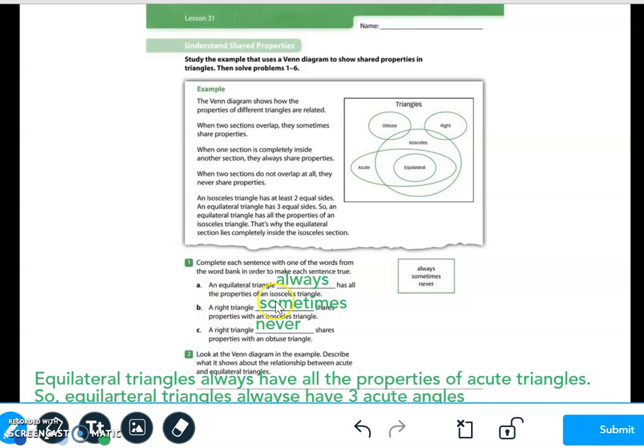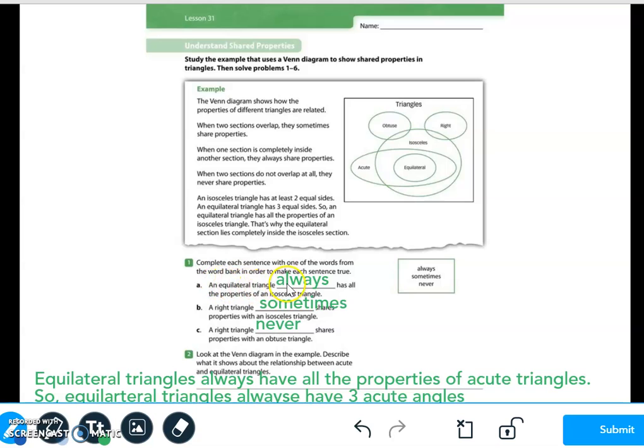For B, it says a right triangle will sometimes have the property of an isosceles triangle. That means we could have a 90-degree angle, but the other 2 angles would possibly be 45 degrees. It would have to be 45 degrees because the other 2 angles have to have a total amount of 90 to add with the other 90 to get 180.